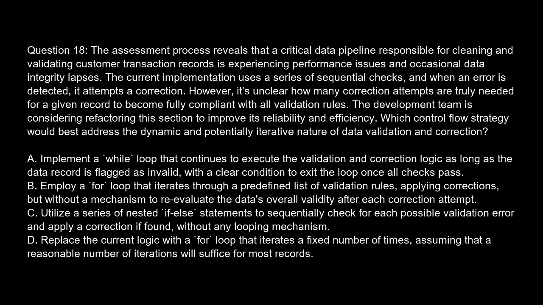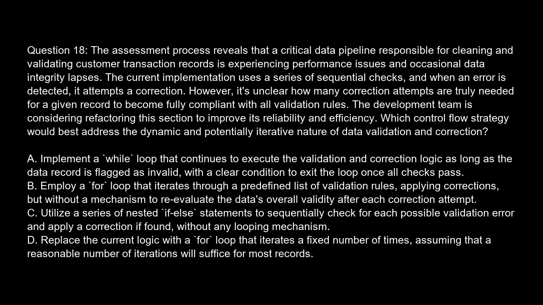Option A. Implement a while loop that continues to execute the validation and correction logic as long as the data record is flagged as invalid, with a clear condition to exit the loop once all checks pass. Option B. Employ a for loop that iterates through a predefined list of validation rules, applying corrections, but without a mechanism to re-evaluate the data's overall validity after each correction attempt.